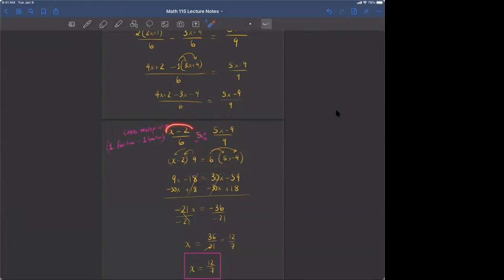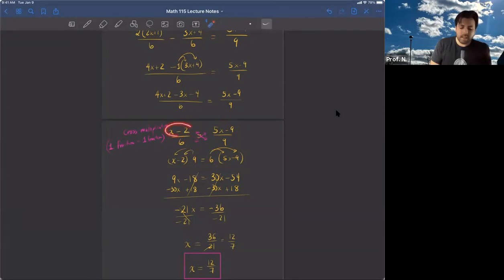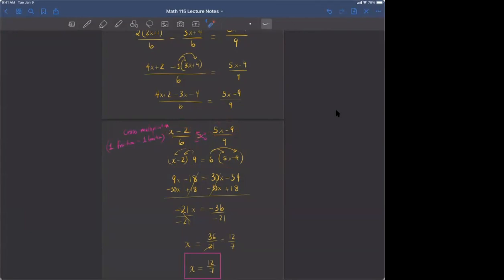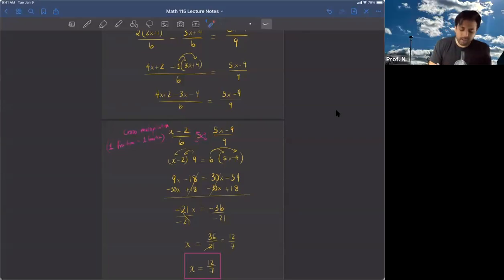Professor, I have a question. Yeah, go ahead. Because x minus 2 and 5x minus 9 are already in the numerator, they're already above, I can just leave them there. That's one way to think about it. I'm really just tagging along this 9 when I multiply it, and tagging along this 6 when I cross multiply. But that's a good question. Yes, another question?